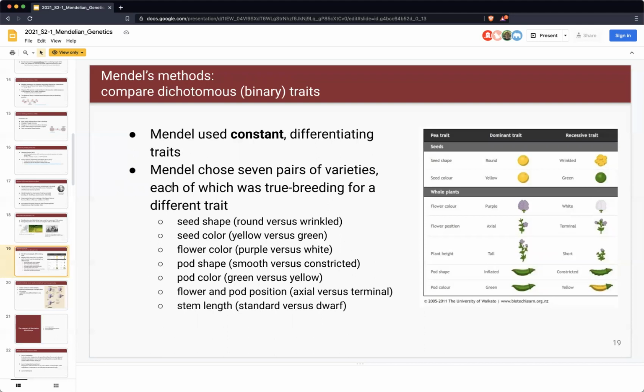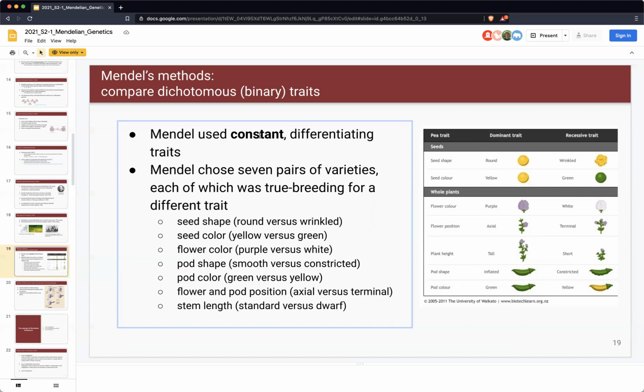Mendel's method is quite well known. We know it's about peas and about shapes and colors. But Mendel's experiment is actually quite brilliant, because the first thing is he chose binary traits. He chose dichotomous traits. He chose very constantly different traits. That's why he could emphasize the differences between organisms. Otherwise, he couldn't do that, because the traits in our natural population are quite diverse.